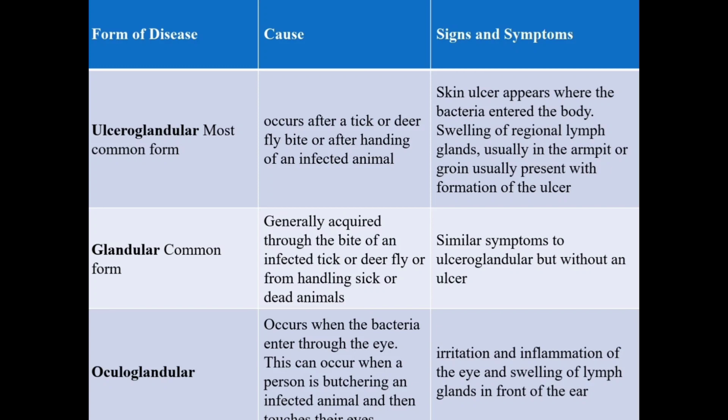Next, the form of the disease is glandular. It generally occurs through the bite of an infected tick or deer fly or from handling sick or dead animals. The signs and symptoms of glandular disease are similar to ulceroglandular but without an ulcer. The next form of disease is oculoglandular. It occurs when the bacteria enter through the eye. This can occur when a person is butchering an infected animal and then touches their eyes. The signs and symptoms of oculoglandular disease are irritation and inflammation of the eye and swelling of lymph glands in front of the ear.